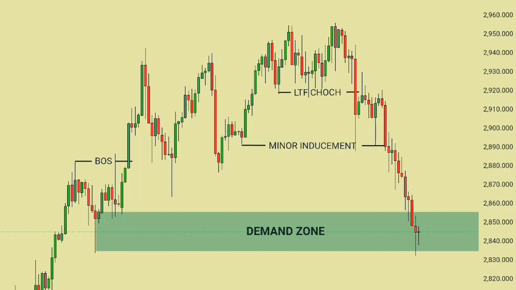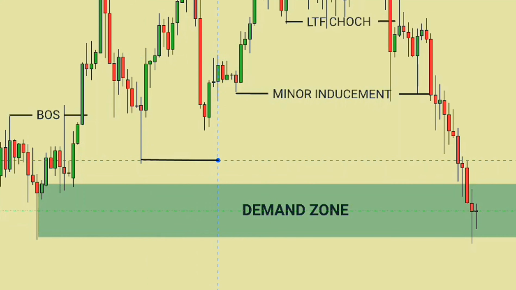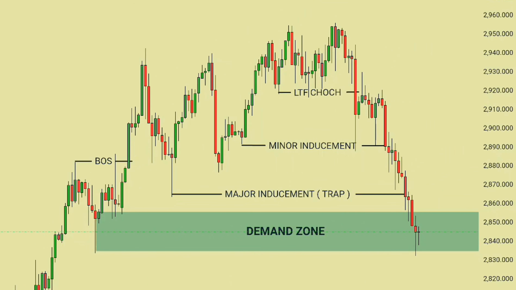This leads us to the major inducement. After minor inducement removes early entries, the market often creates a deeper liquidity event. This is the major inducement. At this stage, price may move toward a more obvious low inside the demand zone. This low is more visible and attracts more traders. Many place their stop losses below this level because it appears structurally important.